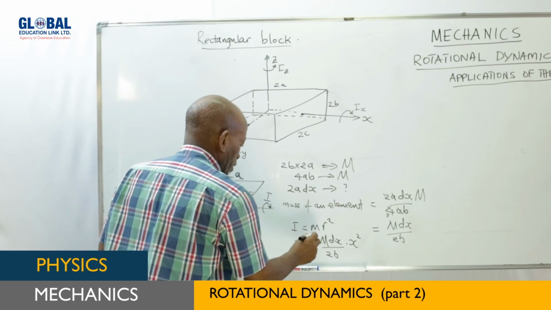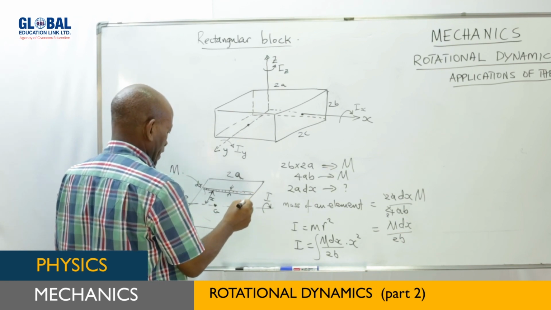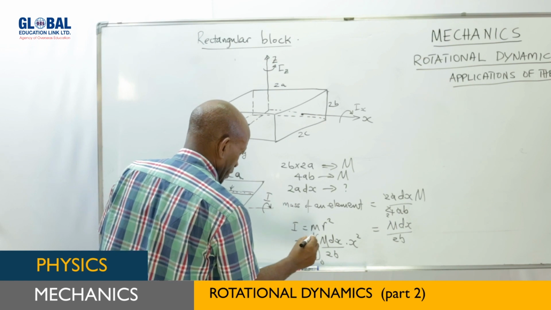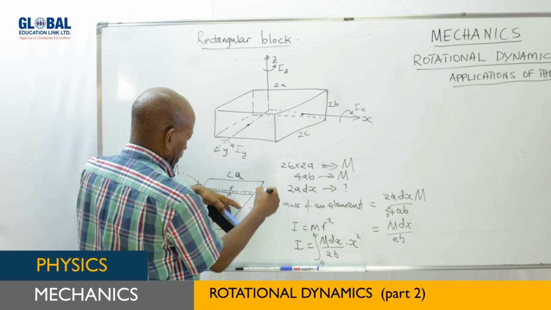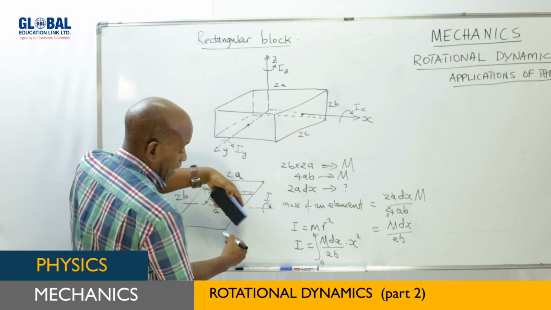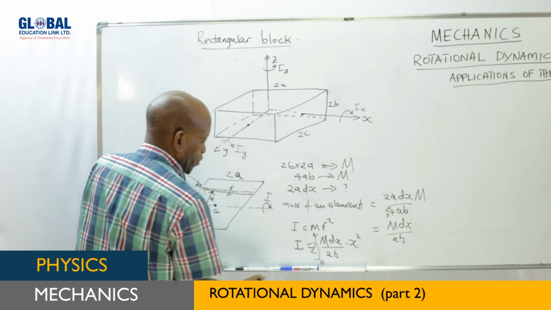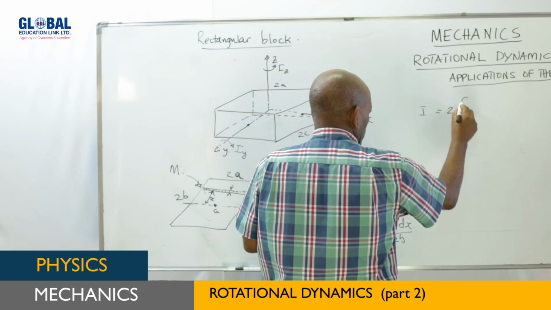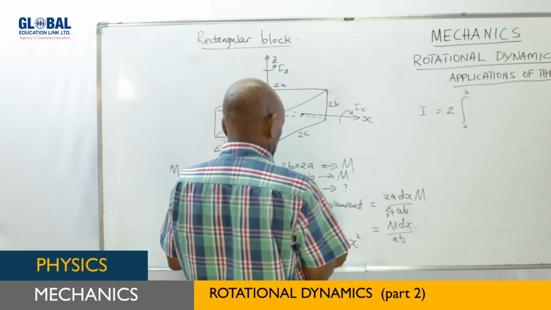So you just integrate this from this part to that part, a distance equal to b, so from 0 to b. But having obtained the moment of inertia of this part, there is another equal length on the other side, so you need to multiply by 2. So the moment of inertia I here will be equal to 2 times the integral from 0 to b of that particular expression.